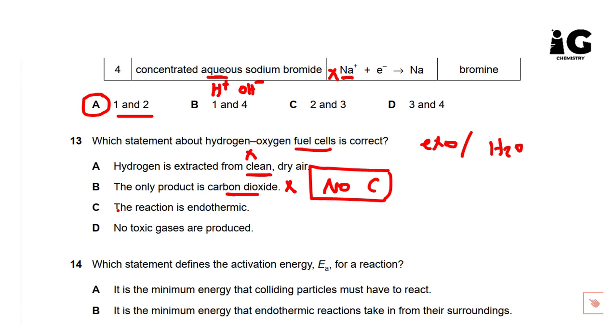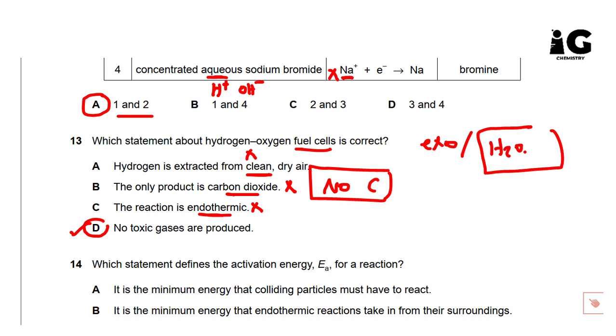Letter C, the reaction is endothermic. Again, this is wrong, because a fuel cell reaction is actually exothermic. It produces a lot of heat energy. Letter D, no toxic gases are produced. Actually, this is completely true. No toxic gas, because the only product, by the way, is water.